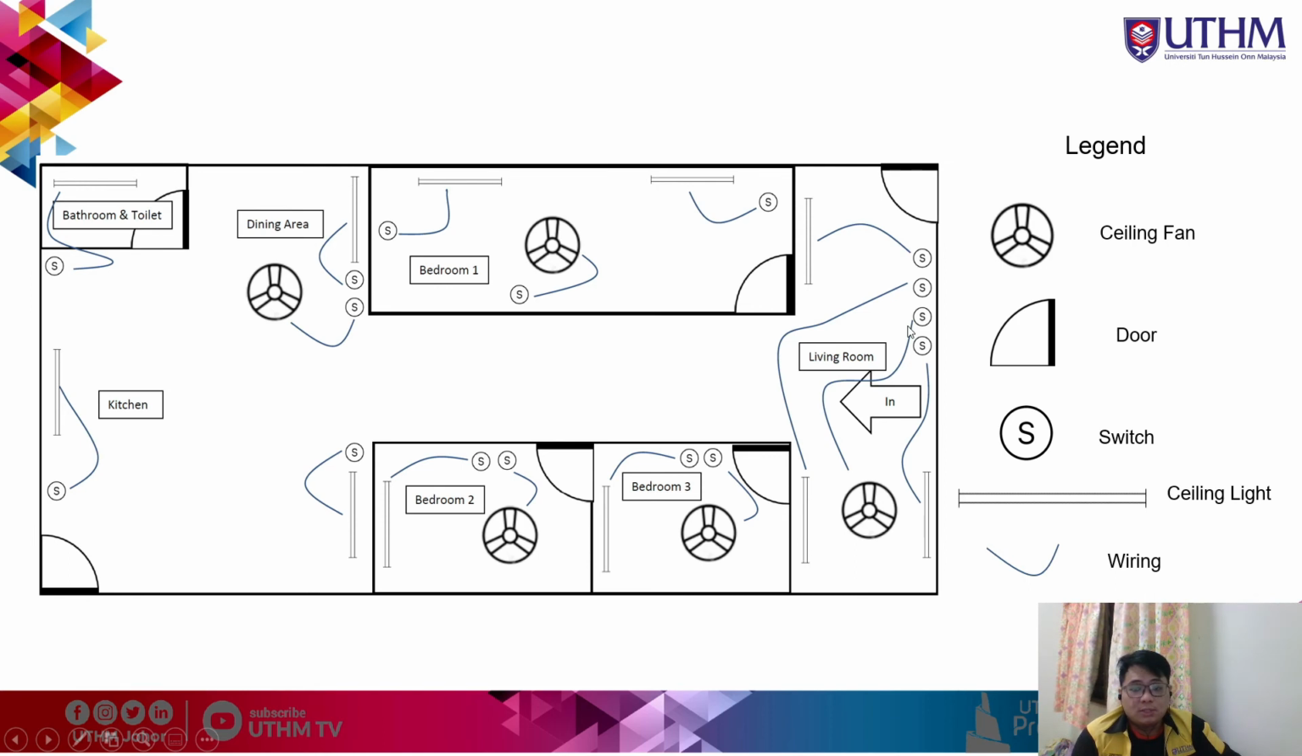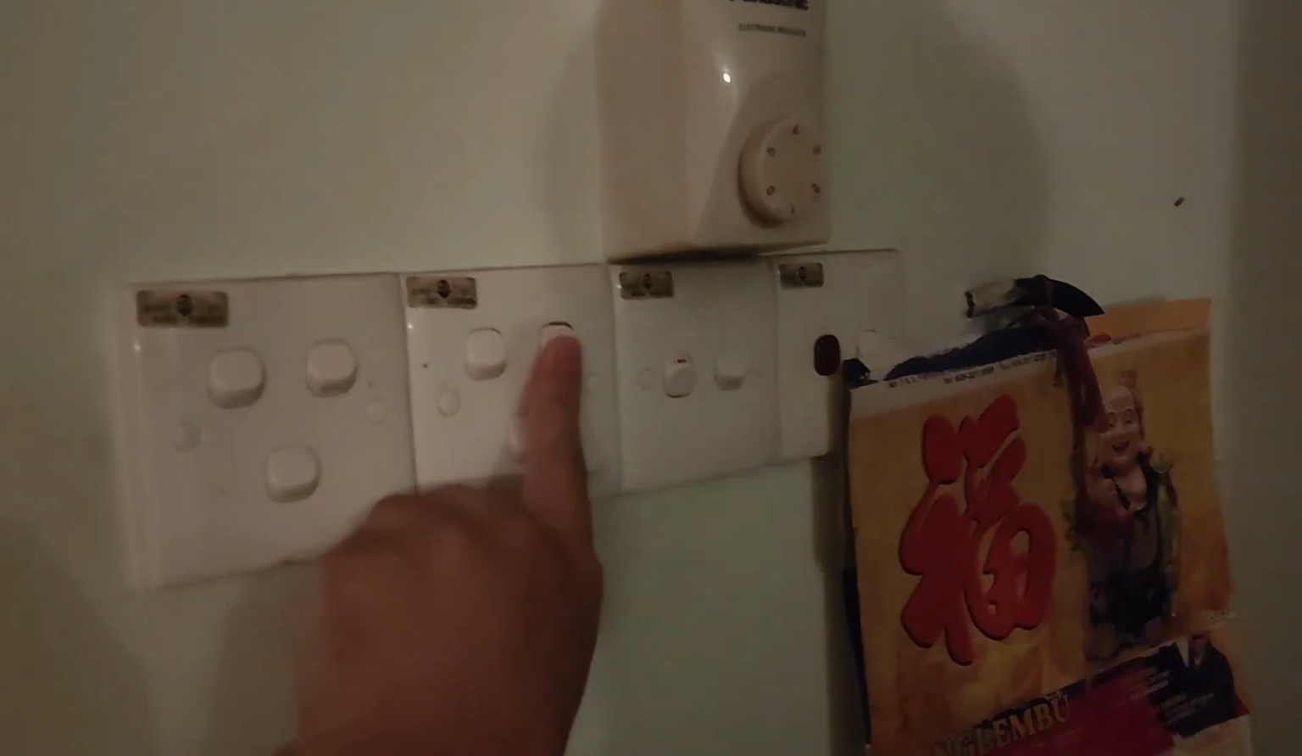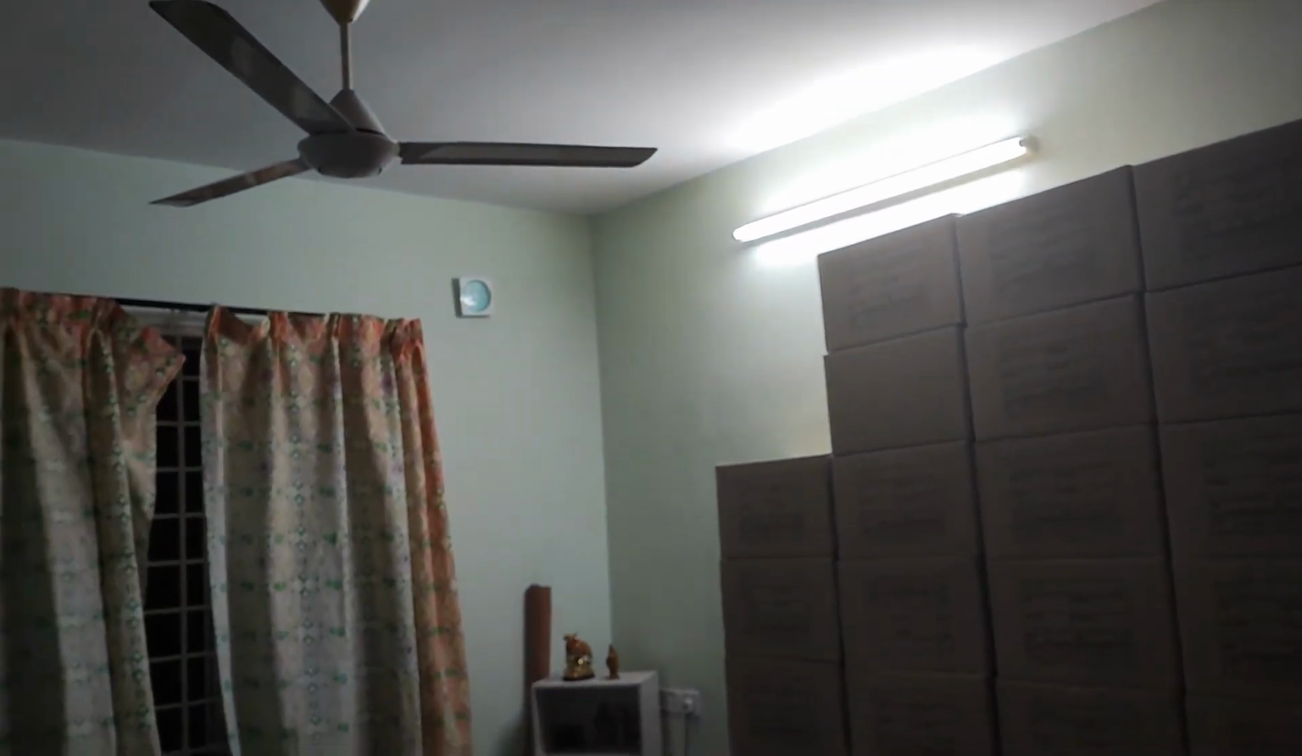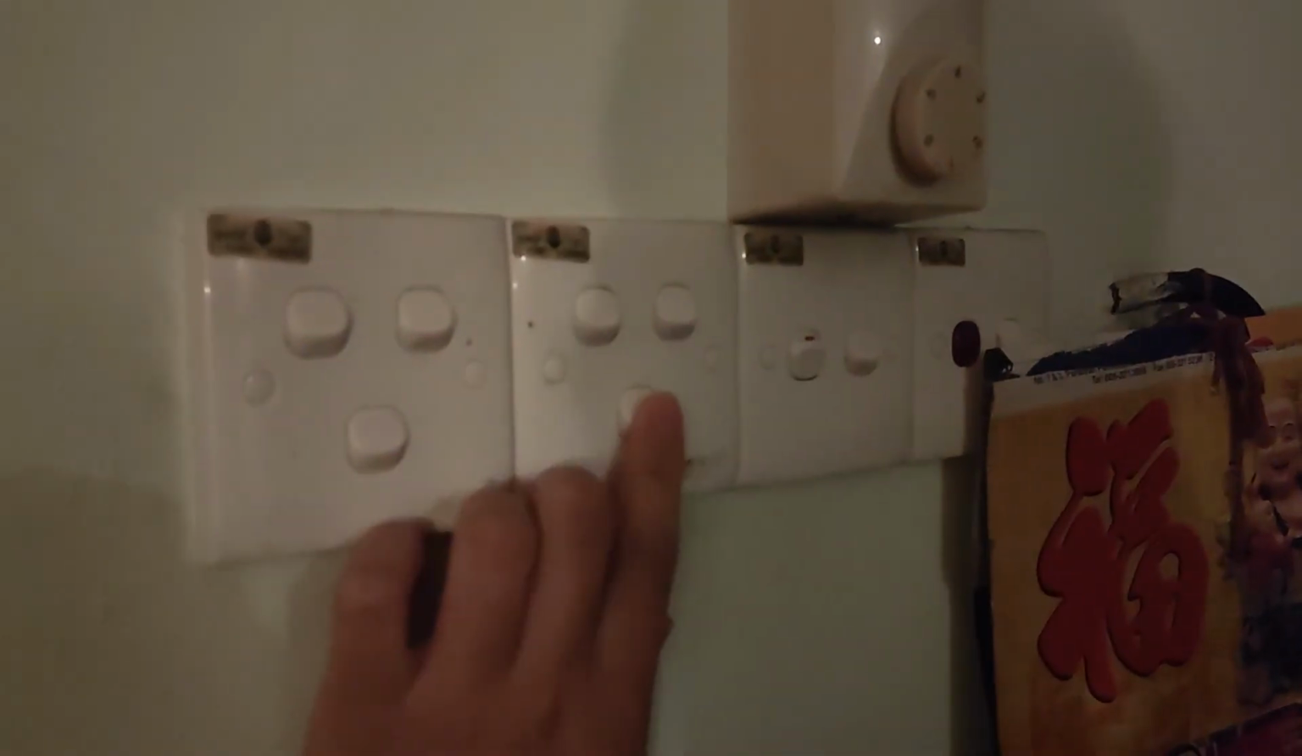Next, I will show which switches turn on which lamp and ceiling fan in my living room. There are 2 ceiling lamps and 1 ceiling fan in my living room. These are the switches to turn on the lamps and the fan. When I turn on this switch, the lamp at the left side will be turned on. When I turn on this switch, the lamp at the right side will be turned on. And lastly, when I turn on this switch, the fan will start spinning.